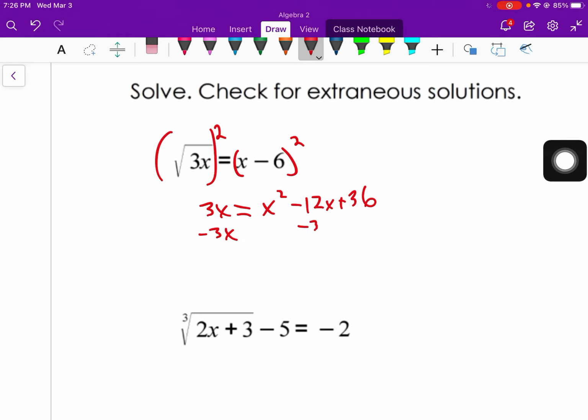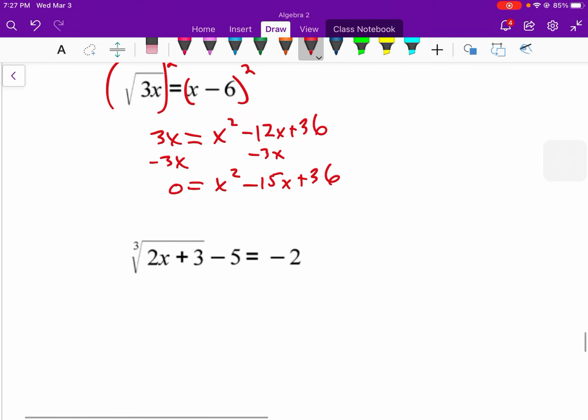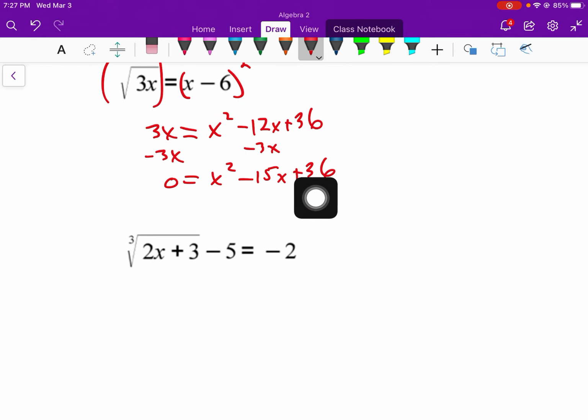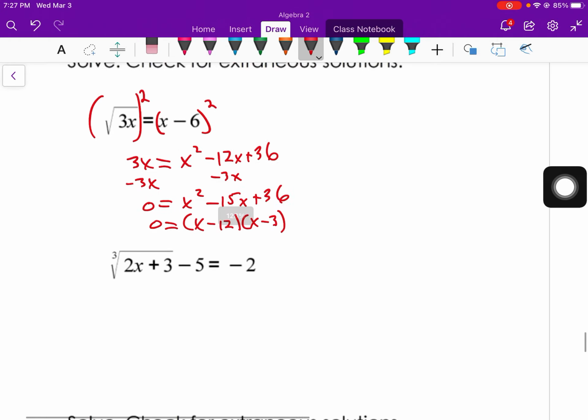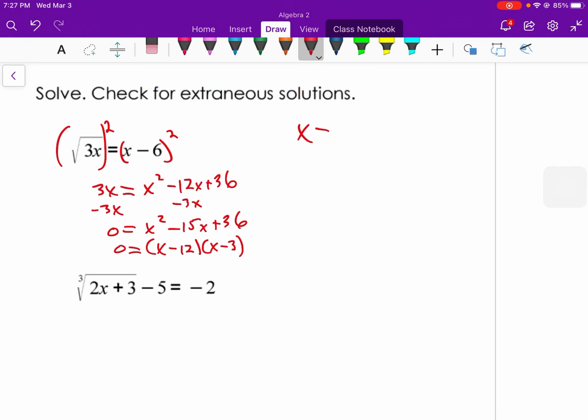We want to set this quadratic equation equal to 0 because that's how we will factor it. So x squared minus 15x plus 36. We want nice factors that multiply to a positive 36 and add up to a negative. Since we're multiplying to a positive, the signs must be the same. So x minus 12 and x minus 3. Let's check. -12 times -3 is 36. When we add them, we get -15. Okay, so that means x equals 12 and x equals 3.